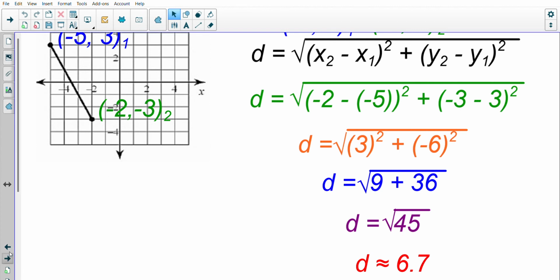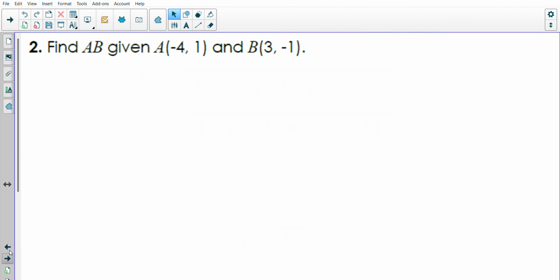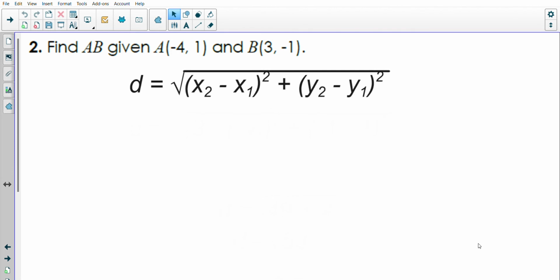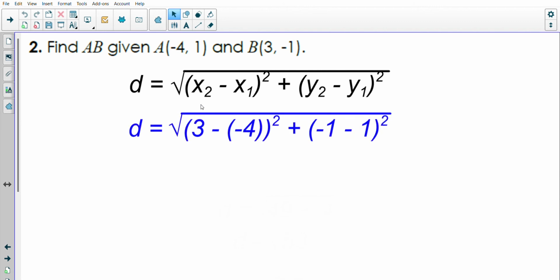Let's take another look. This time, instead of actually being given a line segment, we're just given 2 points. We're still going to plug them into our distance formula. So here's our distance formula, and we're going to plug in our two ordered pairs. So let's go ahead and see what that looks like once we plug them in. We've taken the x value out of the second and we're going to subtract from it the x value out of the first ordered pair. Again, we've done the same thing with the y values. We've taken the second y value and we're going to subtract from it the first y value.